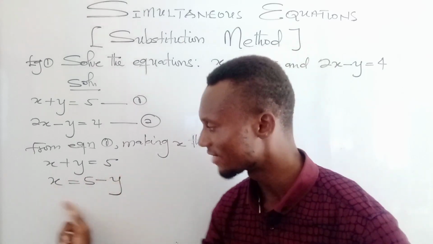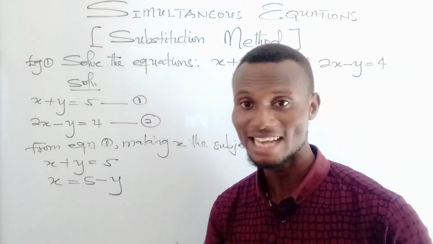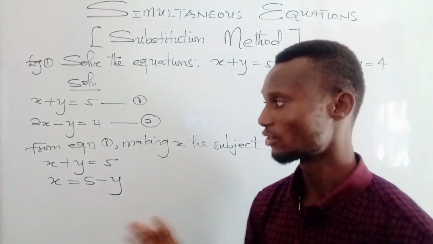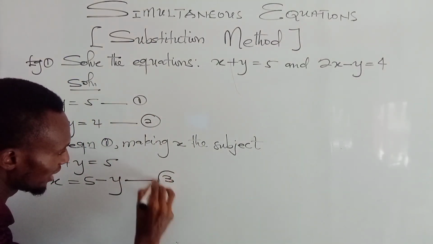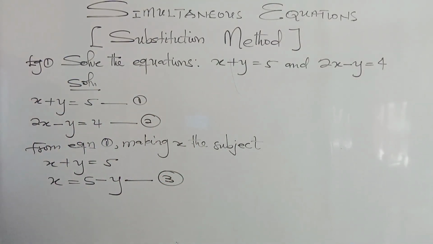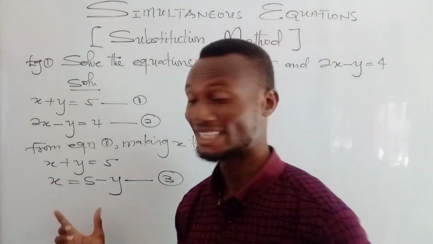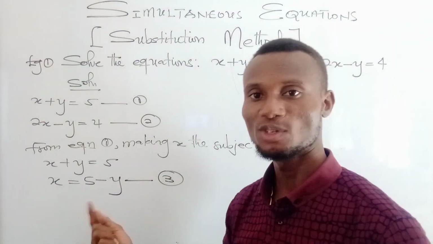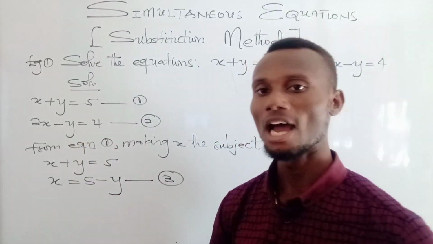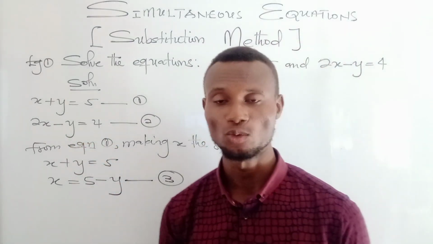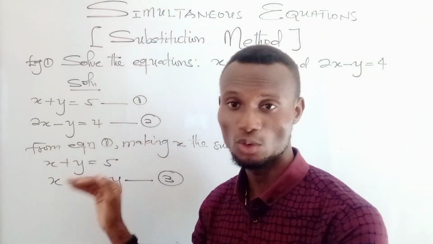So what we have now, we are going to label as equation 3. And now, with this equation 3, we are going to substitute it back into equation 2. Now someone might be asking, why not equation 1 into equation 2?